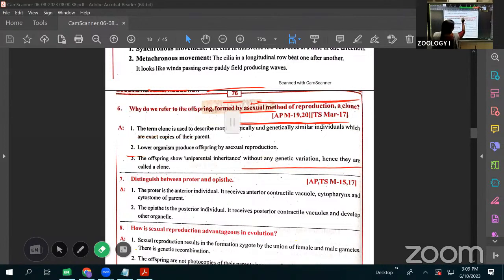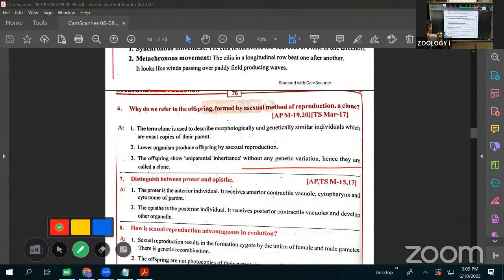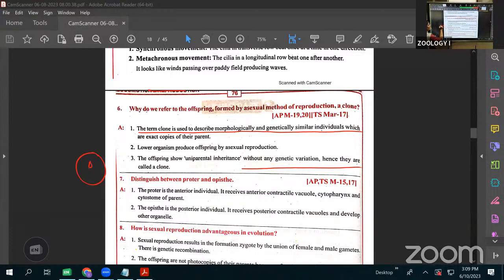Why do we refer to the offspring formed by sexual reproduction as a clone? What does clone mean here? The term clone is used to describe morphologically and genetically similar individuals. For example, in this group, all the parameciums are similar, and one such group is called a clone. The term clone describes morphologically and genetically similar individuals which are exact copies of their parent. They are the same as their parent, and that we call a clone.